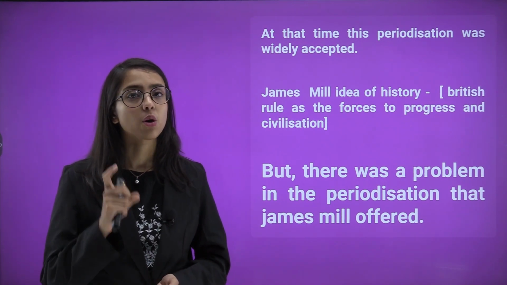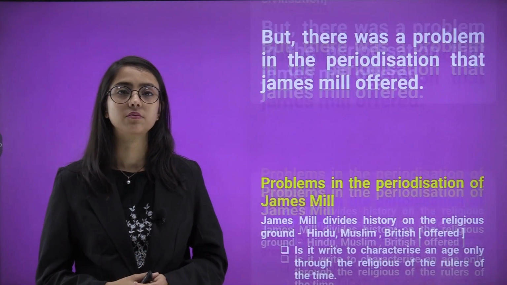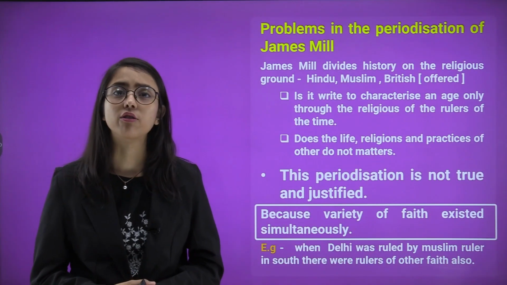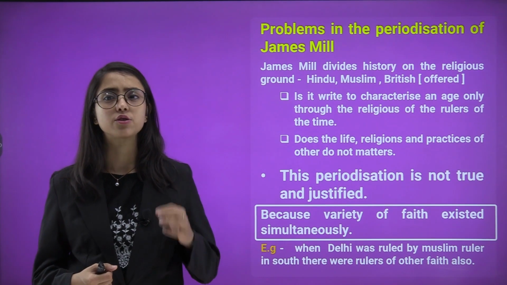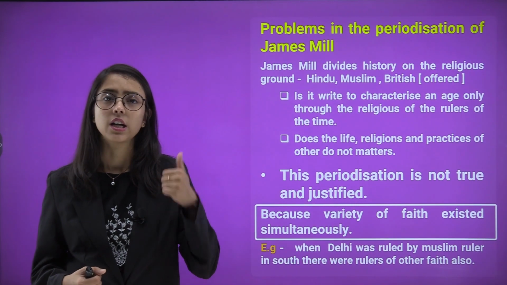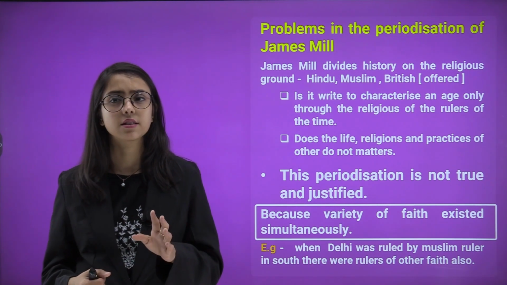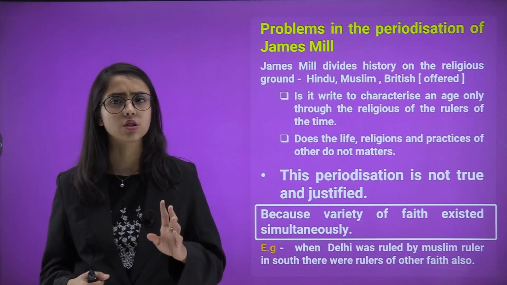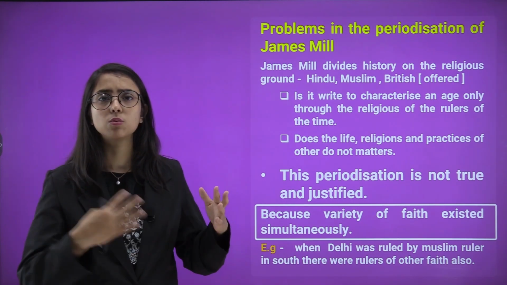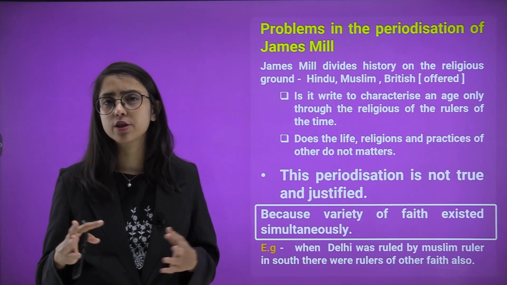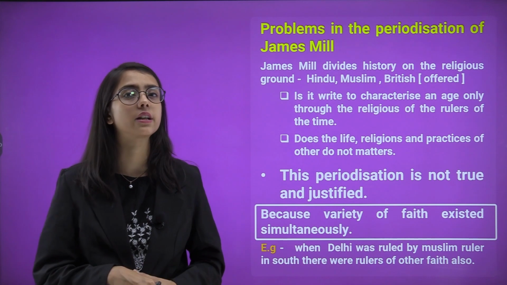But there was a problem with this periodization that James Mill offered. What were the problems? James Mill divided history on religious grounds into Hindu, Muslim and British. Is it right to characterize an age only through the religion of the rulers at that time? He divided it more or less based on the religion of the rulers who dictated and dominated India at that time.